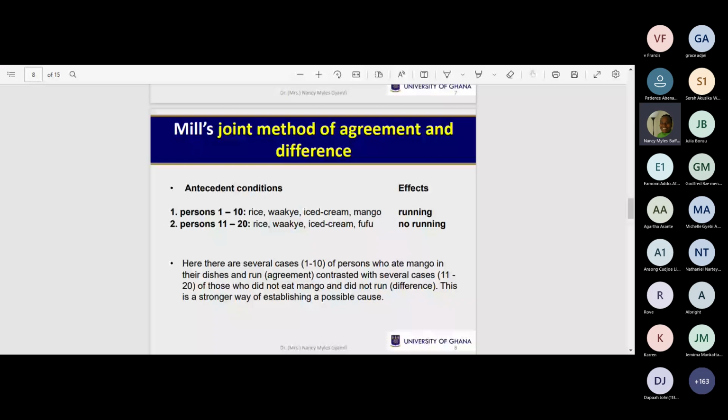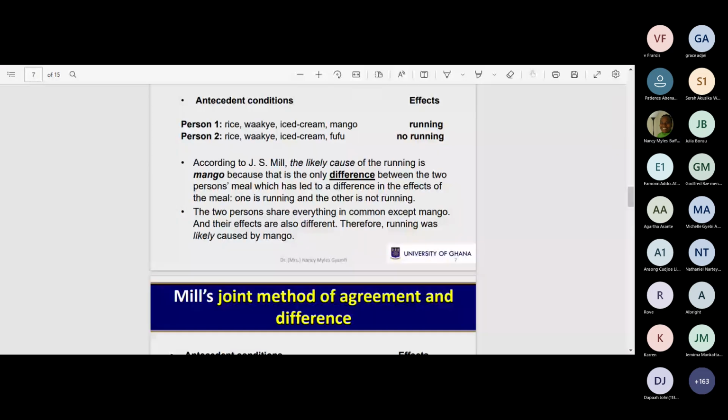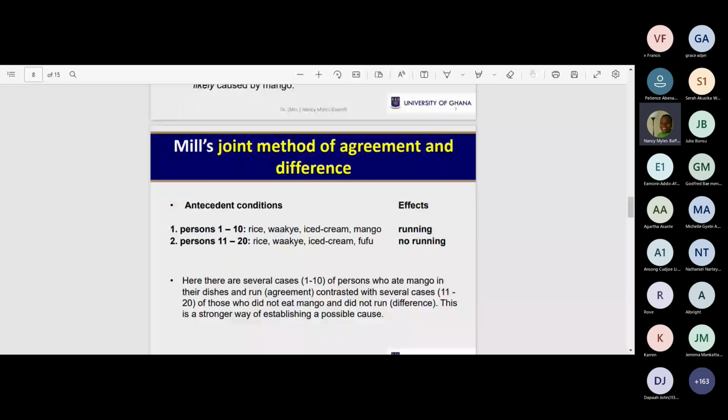What's the difference here? It is just like the method of difference. Look on my screen. Except that for the joint method, it is a group. So within persons 1 to 10, they agree. The method of agreement is working within the group. All those who took mango are running. Wherever mango is, running is. That's the method of agreement.